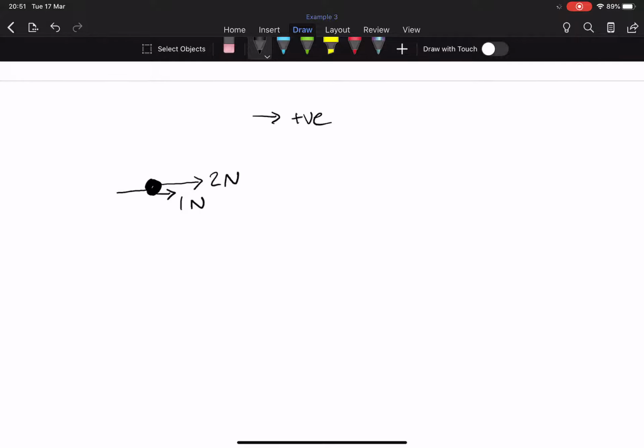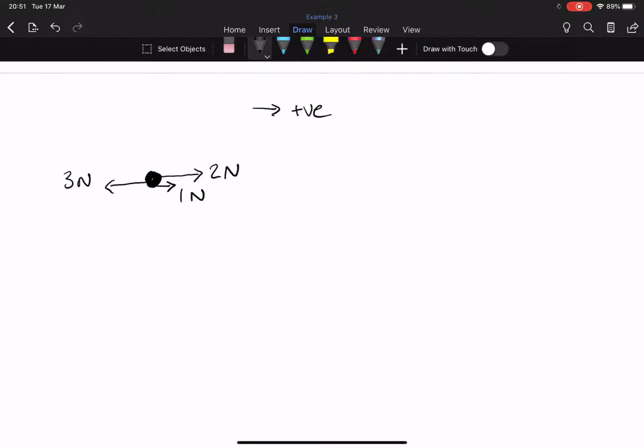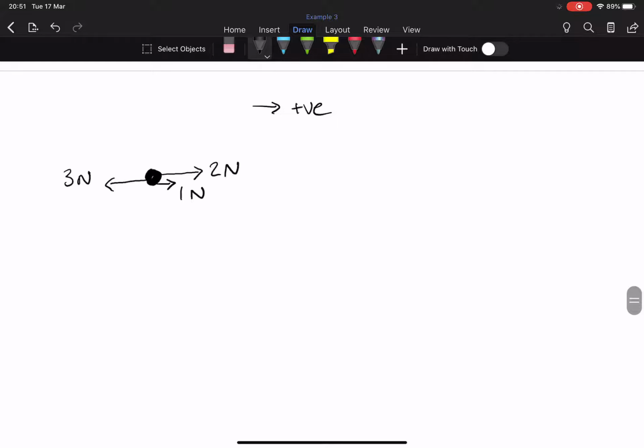Now, if we know that this particle is in equilibrium, we know that there must be a 3 Newton force acting to the left, so that the forces left and right are balanced. What does this mean in terms of if we add the forces up? Because we've taken right as our positive direction, if we add these horizontal forces together, we're going to have 2 plus 1, and then because 3 is pointing in the negative direction, subtract 3. And if we do that, we get 0.